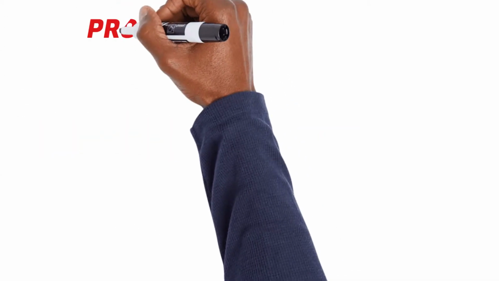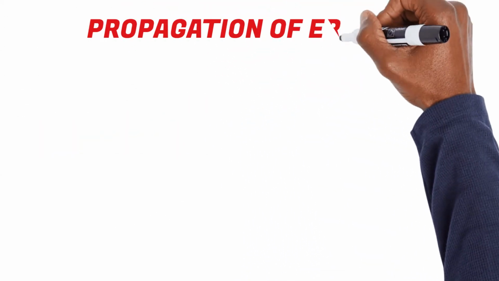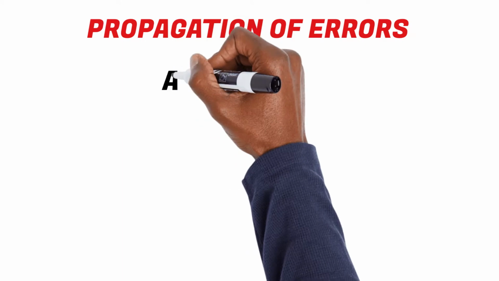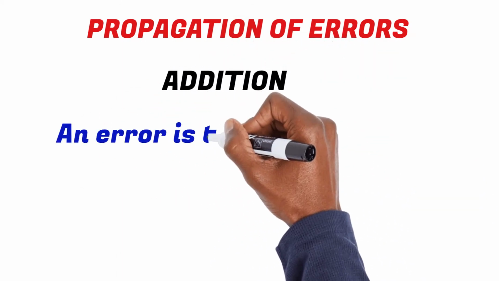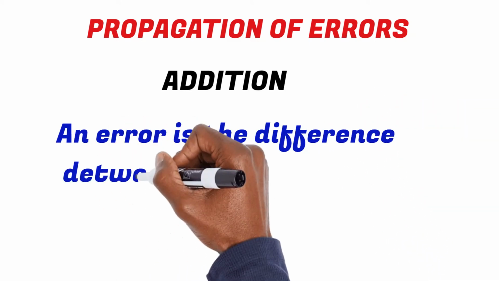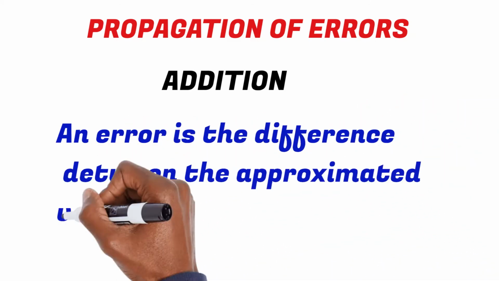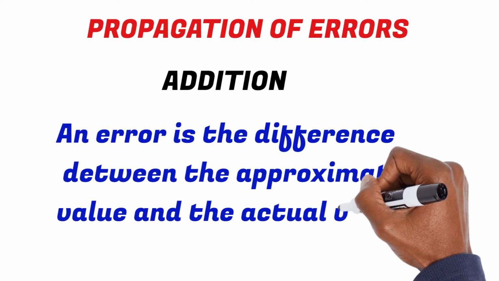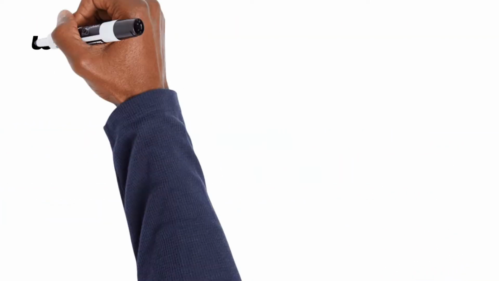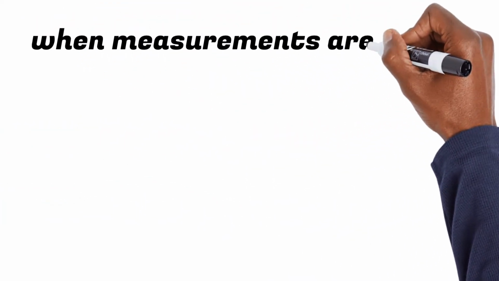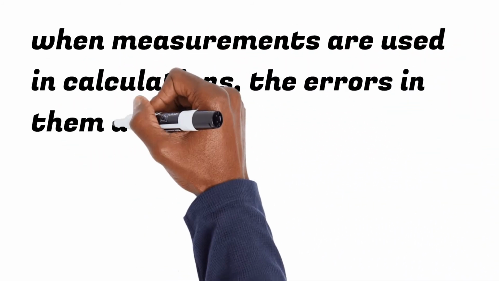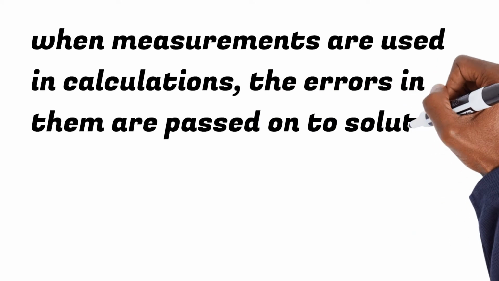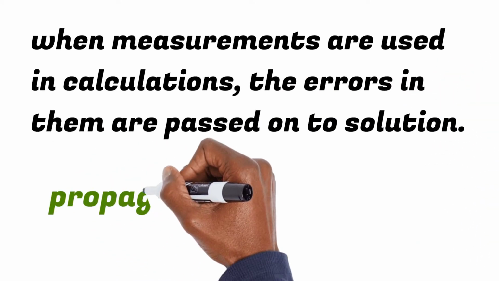In this video we are going to learn about propagation of errors through addition. An error is the difference between the approximated value and the actual value. When measurements are used in calculations, the errors in them are passed on to the solution. This is called propagation of errors.